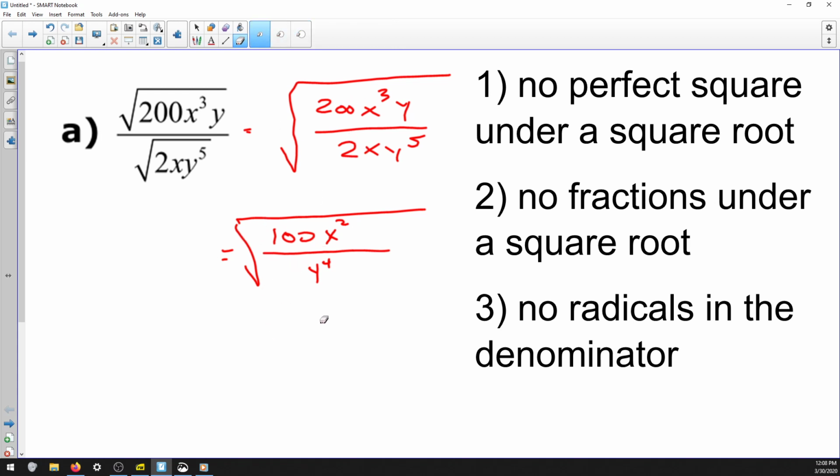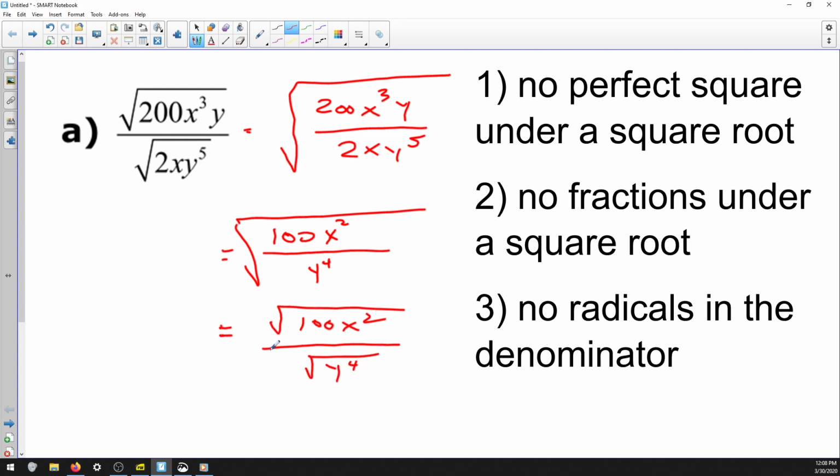So this is our problem now, which is definitely simpler. I only have x's on the top and I only have y's on the bottom, so now I don't have to do as much work when I'm actually fixing the radical. Now I'm going to split this up into two problems. I'm going to take it back to where we started at the beginning and say this is the square root of 100x squared over the square root of y to the fourth.